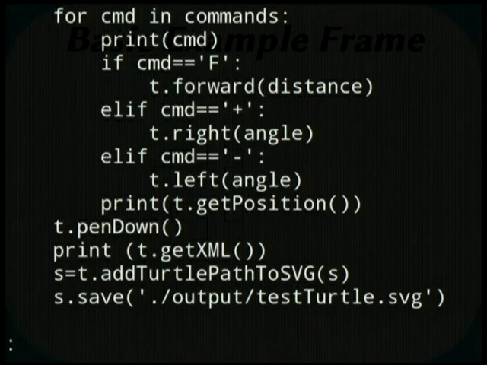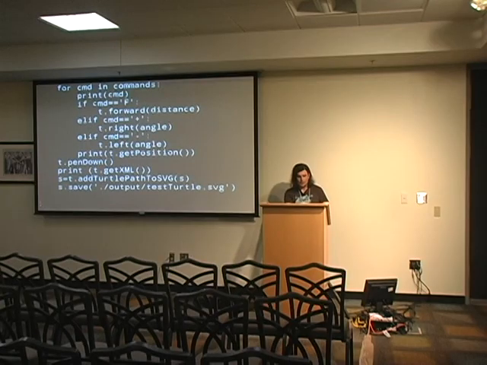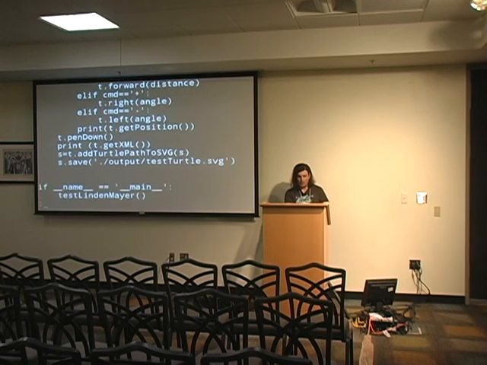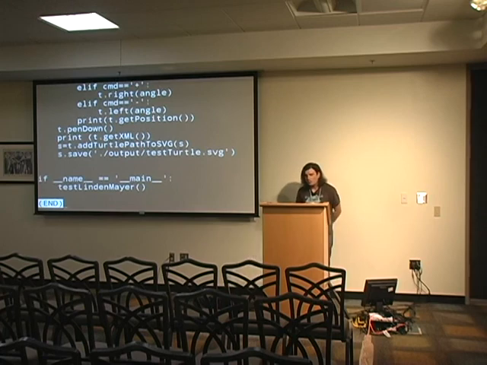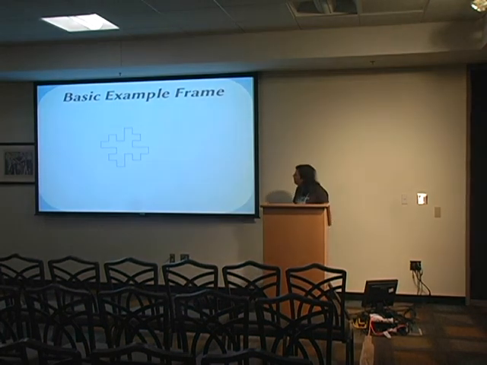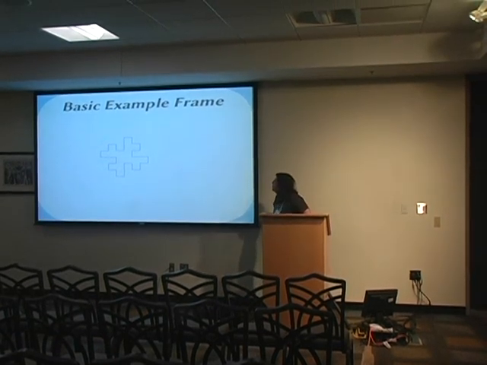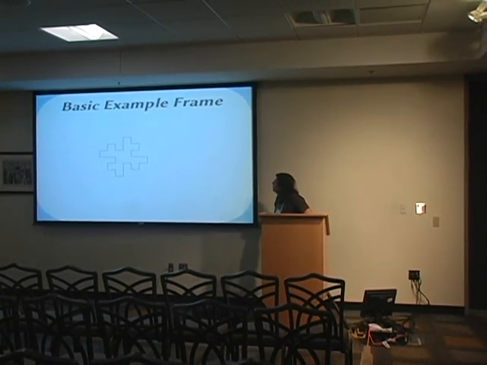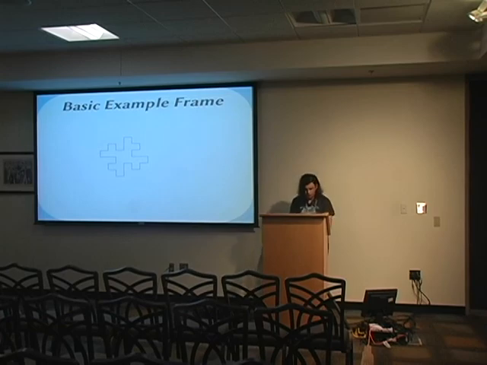If the command is F, move forward. If it's a plus, turn right. If it's a minus, turn left. And then finally, at the end of all that, it writes out an SVG file, and that is what we get here, just sort of this basic series of squares. So what does that look like, though, then?